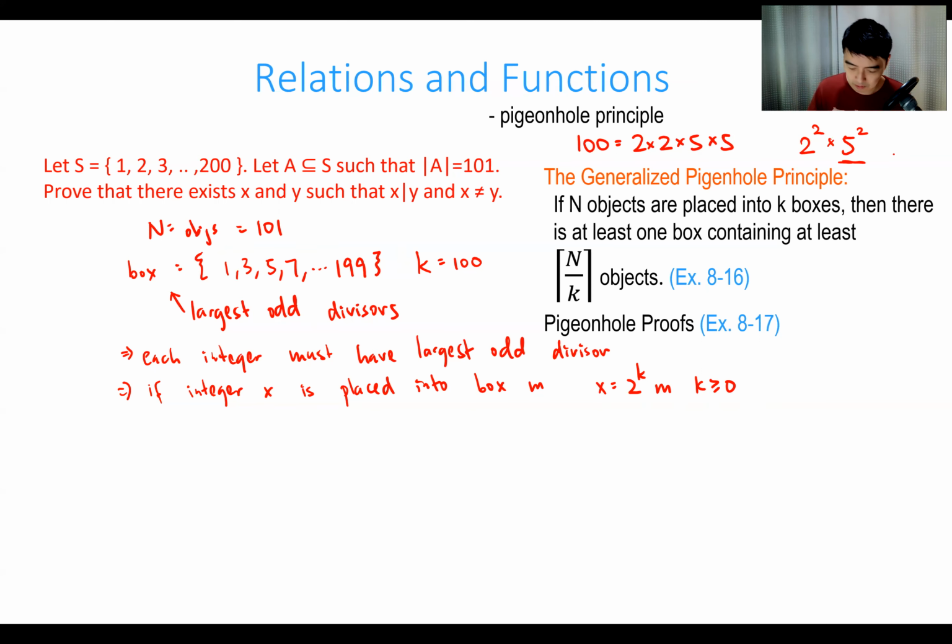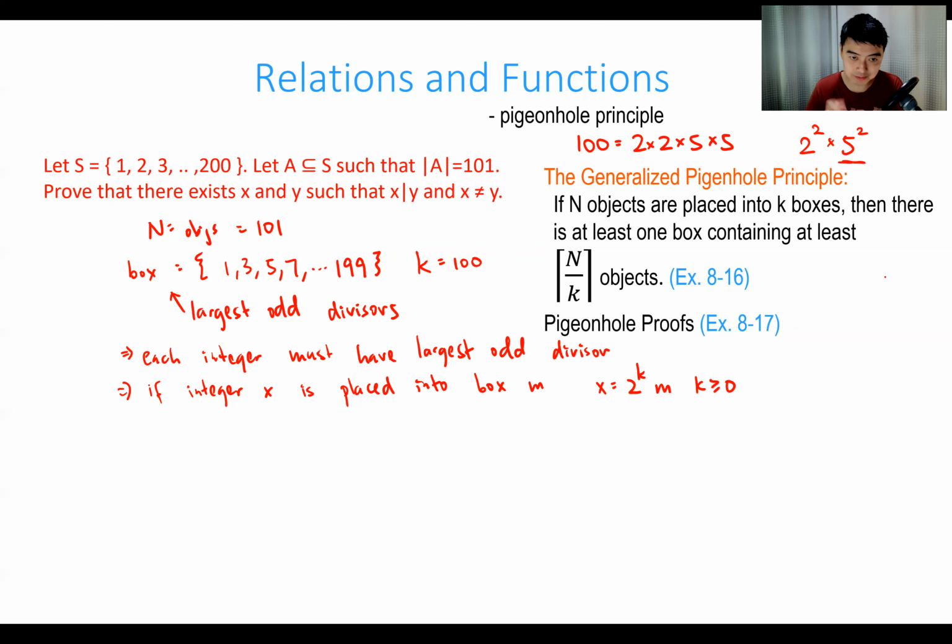You might be asking, what about a number like 21? A number like 21 has a prime factorization of 3 times 7, so our k is going to be 0. So it's 2 to the 0 times 21. Again, I just want you to convince yourself that any number always has a largest odd divisor. Now, the rest of the proof should be pretty simple from here.